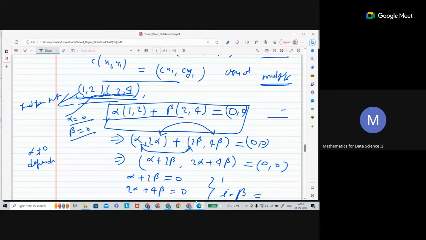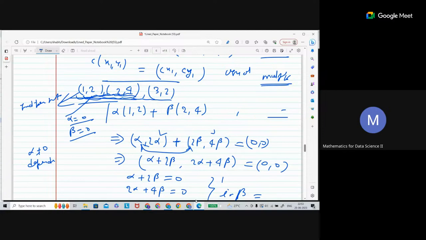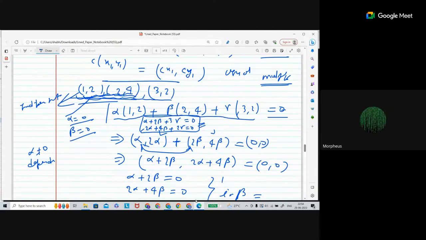Suppose here is another vector, I am writing (3, 2). I want to check whether these three vectors are independent or dependent. So how will you check that? Write alpha (1, 2) plus beta (2, 4) plus gamma (3, 2) equal to 0. Now coordinate-wise addition: alpha plus 2 beta plus 3 gamma is equal to 0, and 2 alpha plus 4 beta plus 2 gamma equal to 0. This is the system of linear equations. Now solve this system. If alpha, beta and gamma are all 0, then these three vectors are independent. Otherwise, dependent. Is it clear?